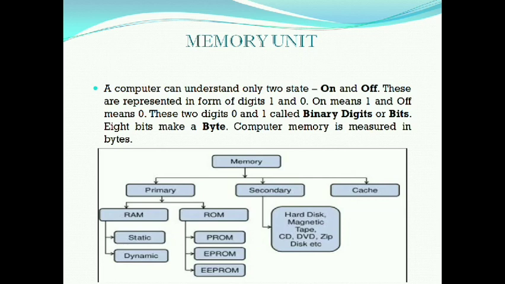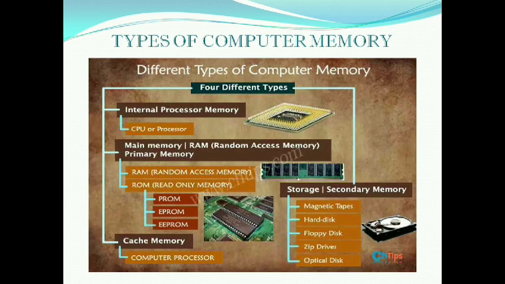Next special point comes here: computer memory types. So there are four types of computer memory: internal processor memory, CPU or processor; main memory, random access memory, which we call primary memory. Primary memory is also of two types: RAM, random access memory; ROM, read-only memory. Three memories come under ROM: PROM, EPROM, EEPROM. Cache memory is the computer processor memory. And storage or secondary memory includes magnetic tapes, hard disk, floppy disk, zip drives, optical disk.